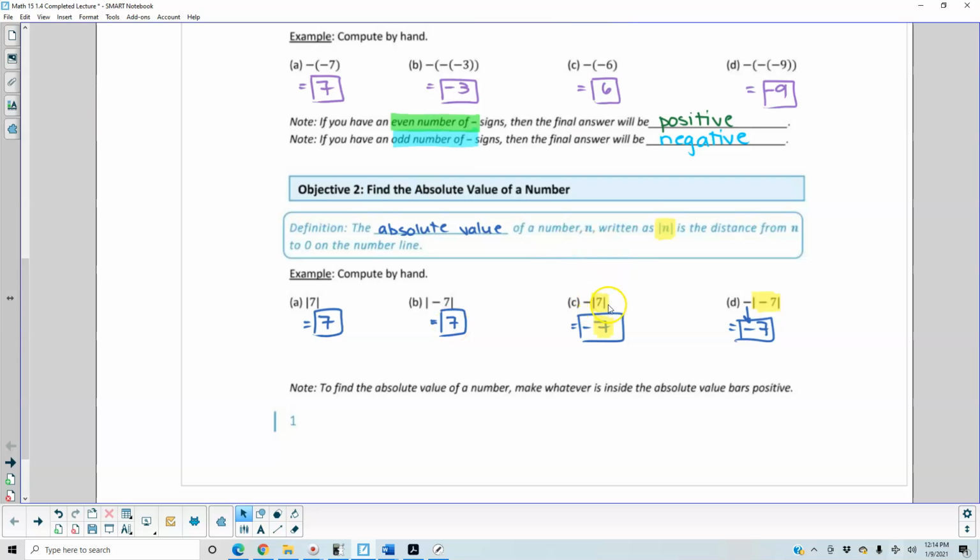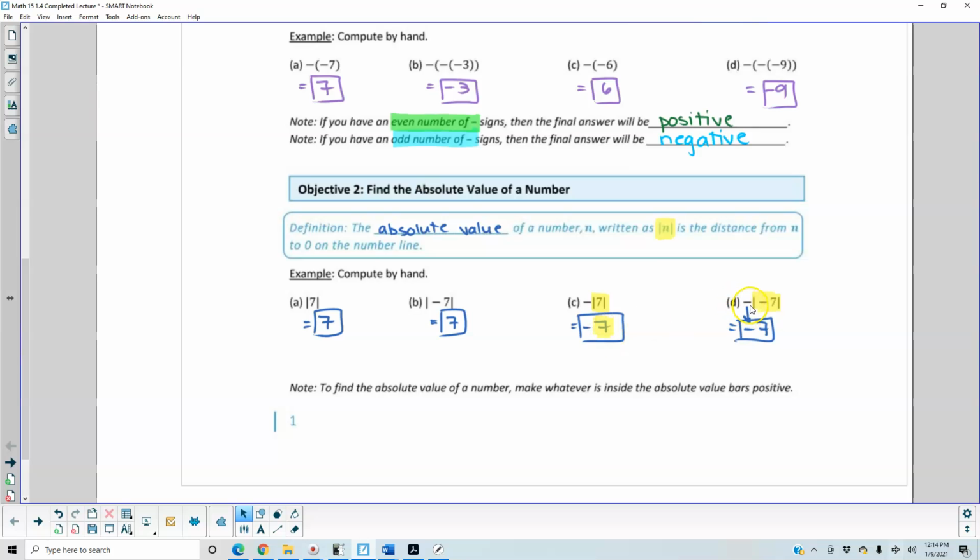In part C, I only want you to look at the highlighted part. The negative sign is on the outside. So we have to answer according to order of operations. Well, the question is, what is the absolute value of 7? Meaning, what is the distance from 7 to 0? Well, the answer is 7. And then the negative sign is attached to the number because it's not within the absolute value bars.